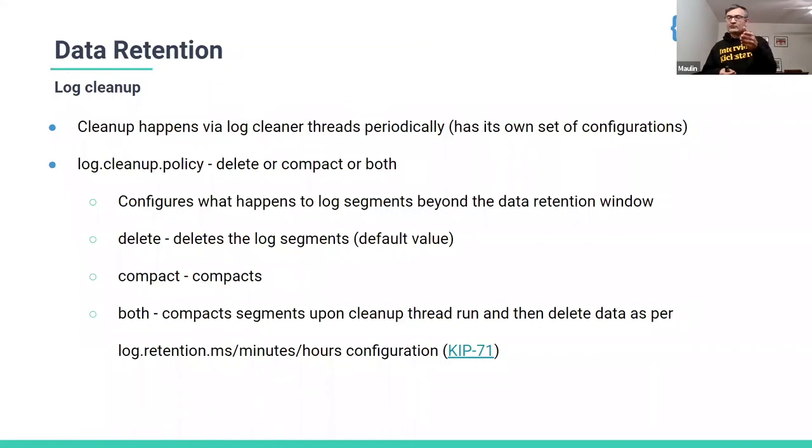If you have the compact value, then it will say, I will try to compact only and no deletions will happen. So it will reduce the segments, but not really delete any. And when you choose both, it will first compact, and then it will apply the policy to say, okay, is there a chance to reclaim some of the old segments and delete them based on your retention policy?